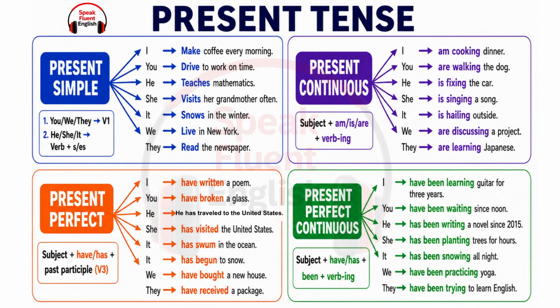Number 2. Present continuous. The present continuous is used for actions happening right now or around the present time. Structure: subject plus am, is, are, plus verb ing. Let's practice.